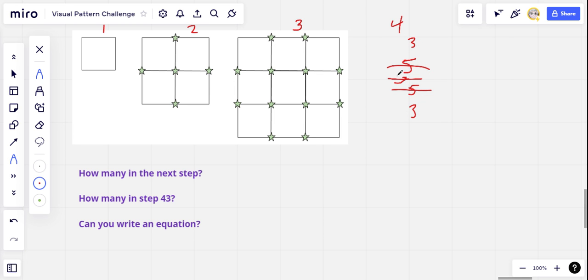If this little diagram didn't make sense to you, draw out that 4 by 4 grid and then fill in stars on all the intersections except the corners, and you should come up with 21, I think.